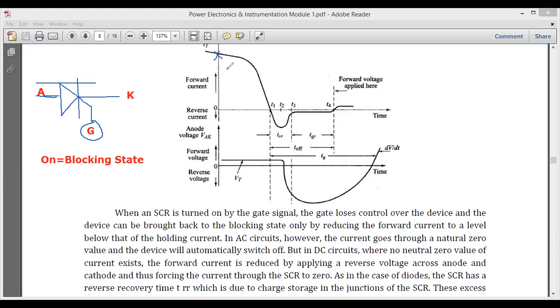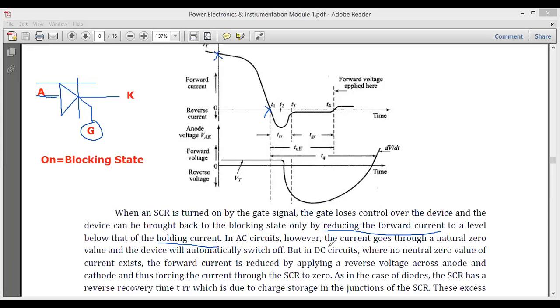If I want to turn off my device, I will make my forward current reach a minimum level, say 0, because zero current means there is no operation of the device. No flow of current is there in the SCR, therefore your SCR will enter the blocking state. How can this be done? By reducing the forward current to a level below the holding current.